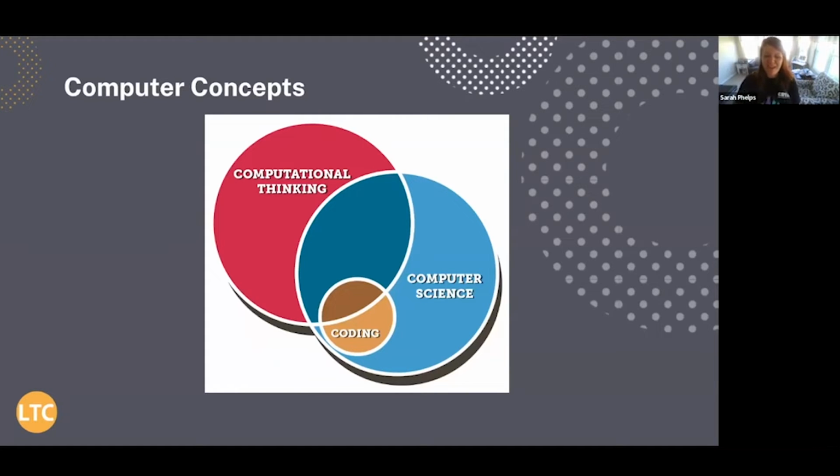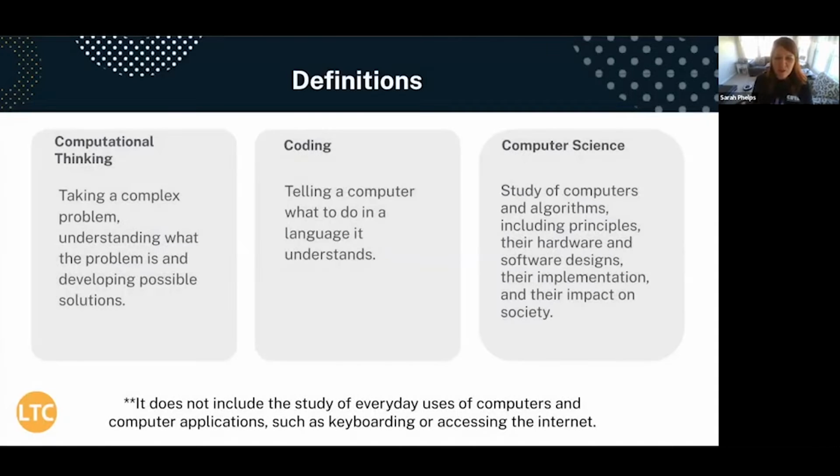Computer science is, let's look at some definitions here. Computer science is the study of computers. So we're talking hardware and software. We're talking about implementation and how we use this device to make things happen. We talk about their impact on society. How can we use computers to make the world a better place? How can we make the world more accessible with computers? There's a lot of kind of abstract thinking in computer science because we're thinking outside of the box.